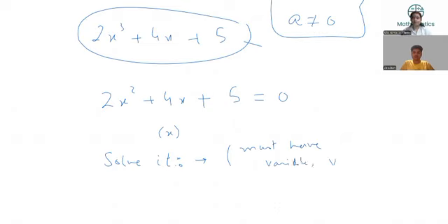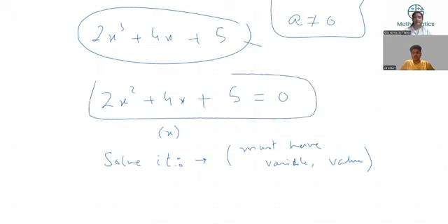Most of the time that variable is x. So this equation must have an x and we need to find the value of the x. So if someone says solve it, it means find the value of the unknowns, the variables, or the x. Okay. So now if someone says to solve this quadratic equation, we should have some methods to solve it.